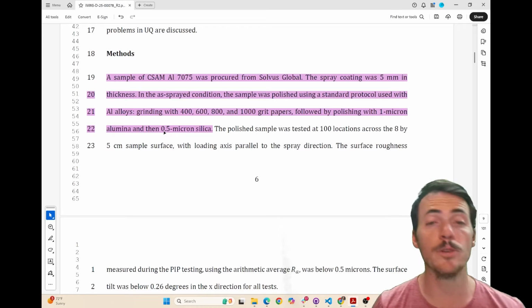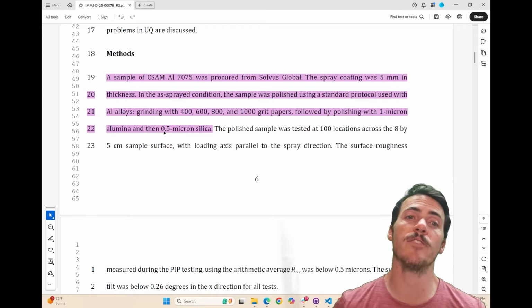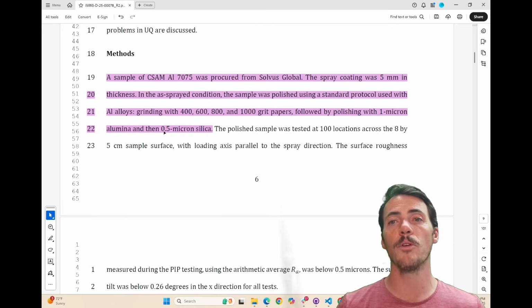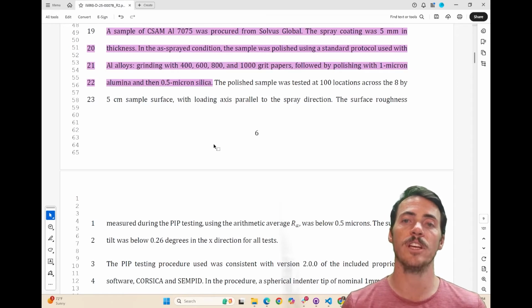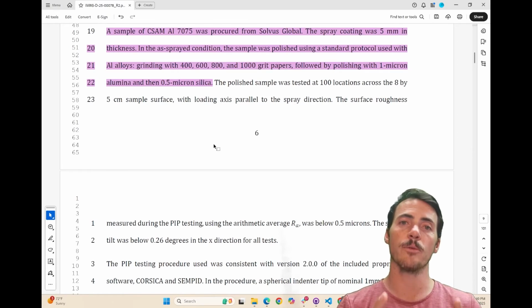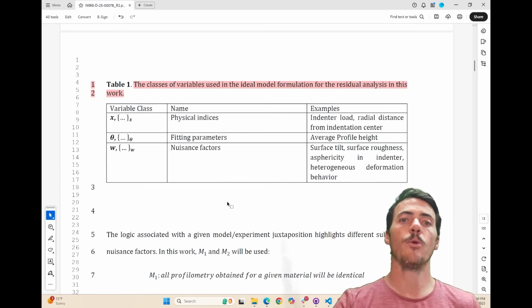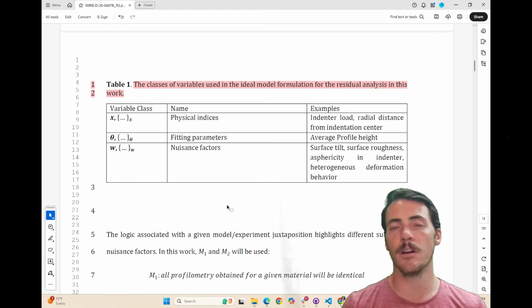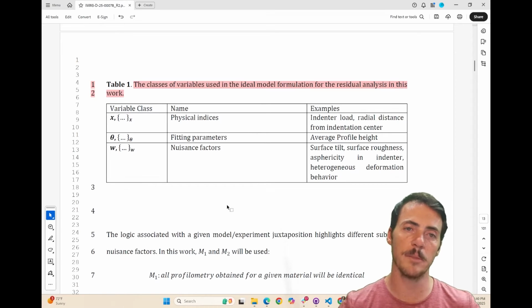The test data they're going to use here is aluminum 7075 that's been cold sprayed. They got it from Solvis Global, and then they did 100 different indentation profiles. I'm going to show you the results of those in a second, but first, they point out that they expect there to be some variability. If you test it 100 times, it's never going to be the exact same.